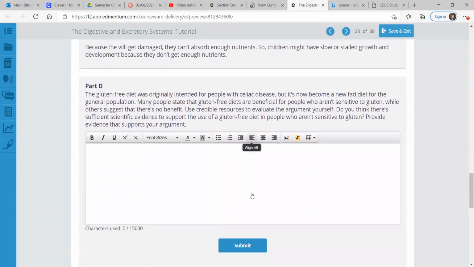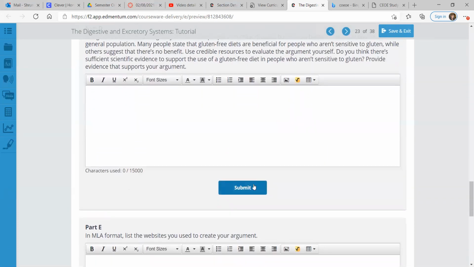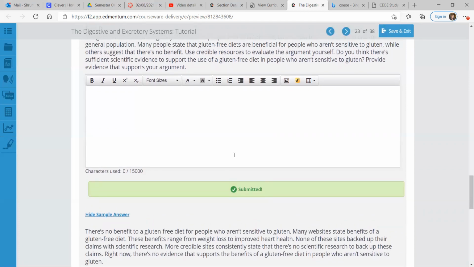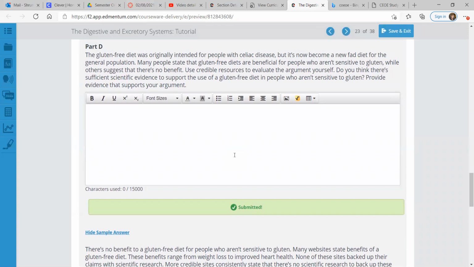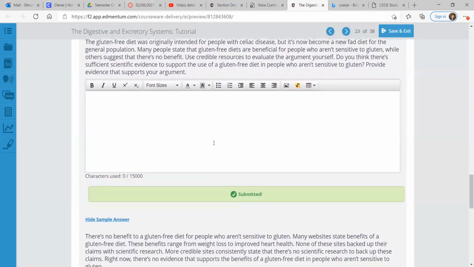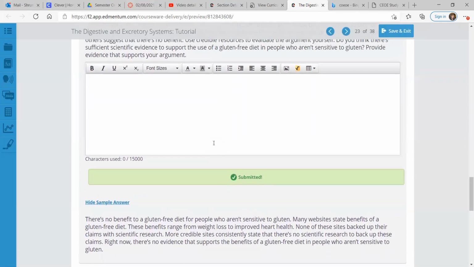And then finally, part D deals with a gluten-free diet and how it's kind of become a new fad diet for the general population. Most people do not need to stay away from gluten. There's no benefit to a gluten-free diet for people who aren't sensitive to gluten.